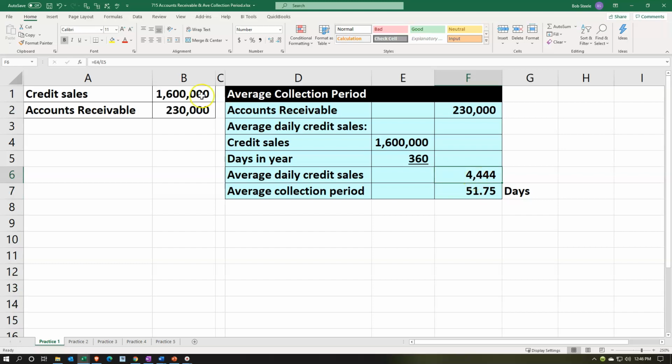Let's put an underline here. We're going to go to the Home tab, Font group, and underline it. Let's do it another time. Let's just get used to this calculation, so we'll do it again.